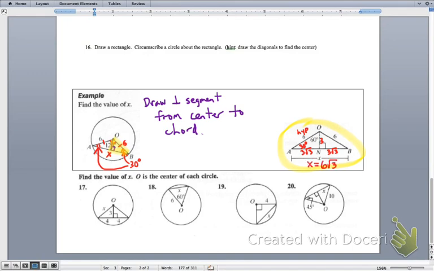You won't always be drawing that altitude, the segment which creates an altitude. Sometimes you might have isosceles triangles or equilateral triangles. Those are some hints that I'm trying to give you. But it will either be dealing with special right triangles, the Pythagorean theorem, or isosceles triangles, equilateral triangles. Those are the things that you need to be looking out for.